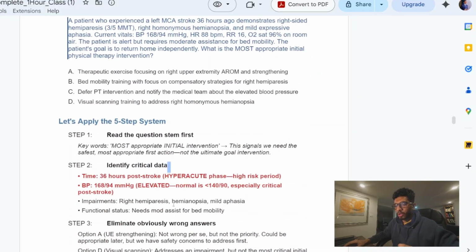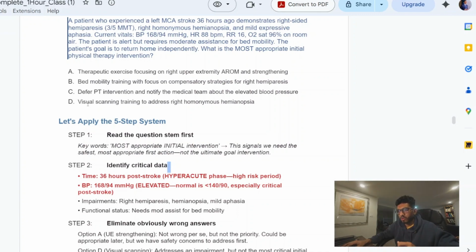And then you're looking into step 3, which is eliminate the obvious wrong answers. Option A says therapeutic exercise focusing on right upper extremity, active range of motion and strengthening. Not wrong per se, but not a priority. It is not an initial priority. Could be appropriate later in the stages, but the safety concern needs to be addressed first.